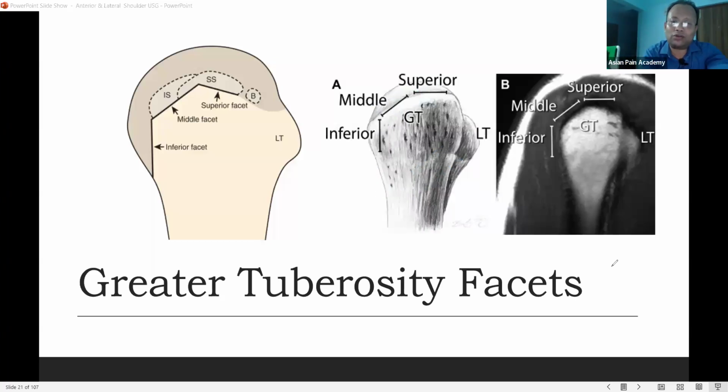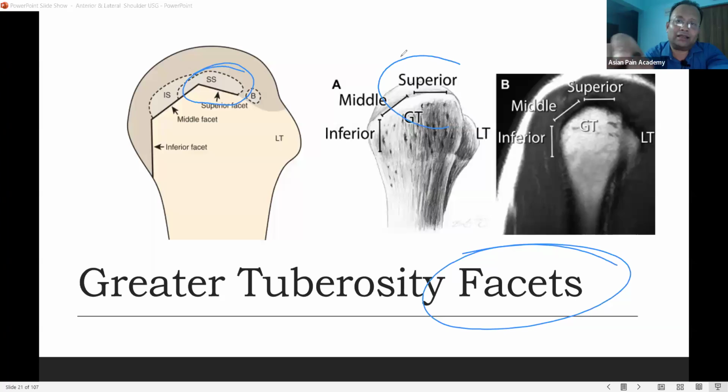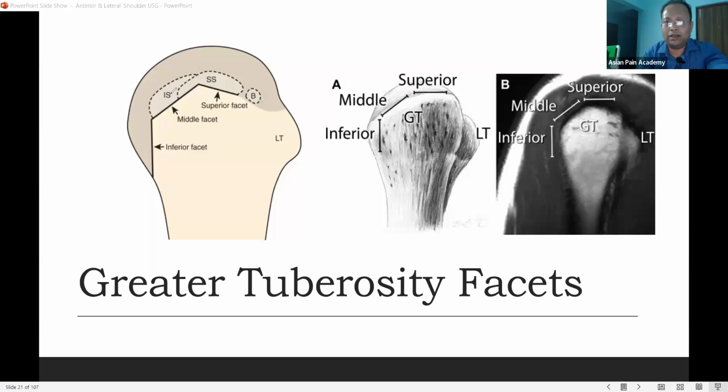So why do we want to know these facets? Because at different facets different muscles join. Supraspinatus, its target is the superior facet. Infraspinatus, its target is the middle facet, but at some point both overlap. So this is also important. Okay.